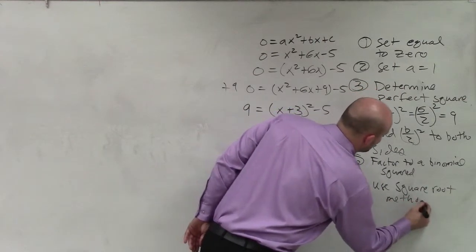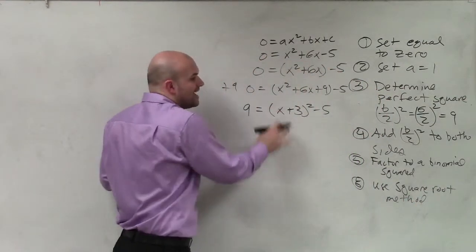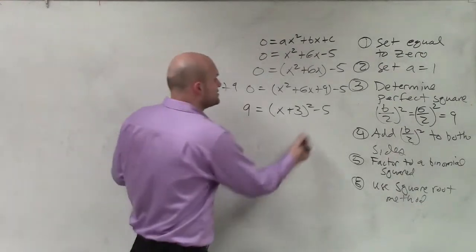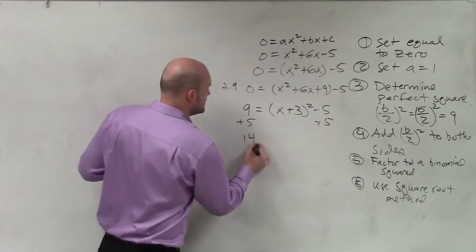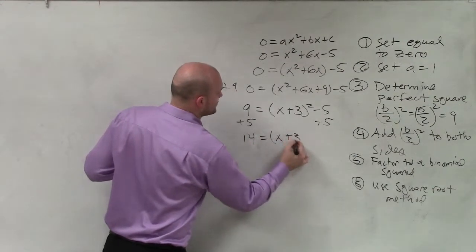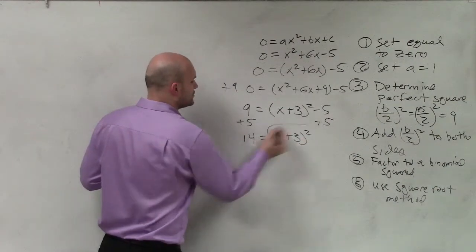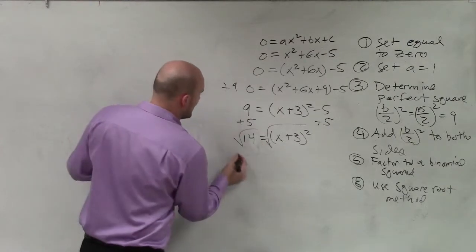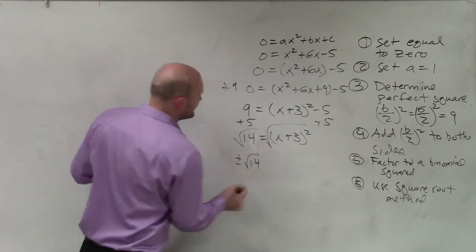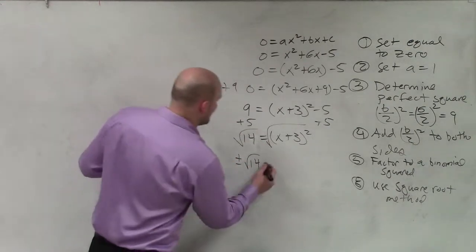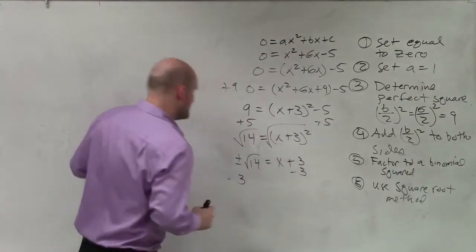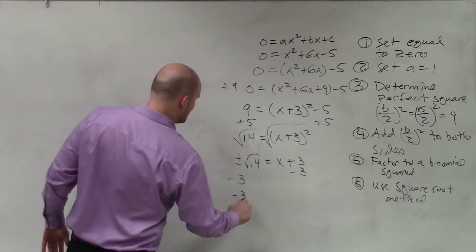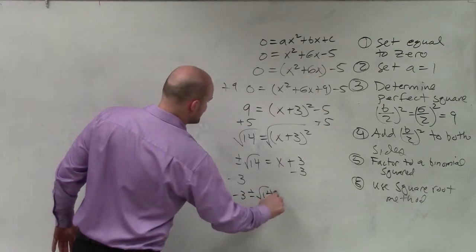What the square root method is telling us to do is to isolate our variable x. So all I need to do is use my inverse operations. I need to get everything away from the x. So I'll add the 5 to both sides. So I have 14 equals x plus 3 squared. Then I undo the square, so now I have plus or minus the square root of 14 equals x plus 3. Again, like I said, I kind of made up this problem. Then I'll subtract the 3. So therefore, I now have negative 3 plus or minus the square root of 14 equals x.